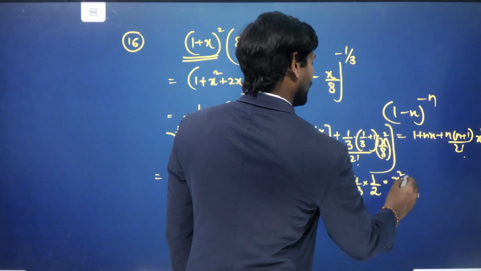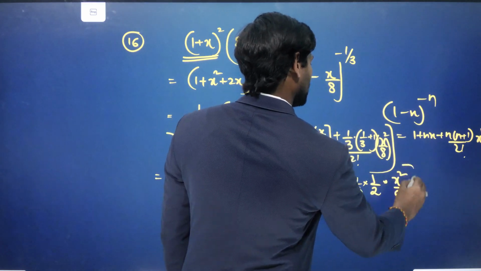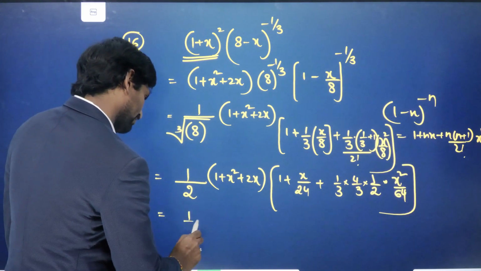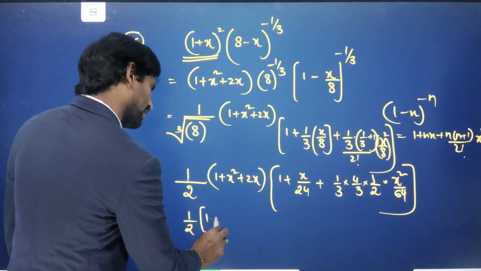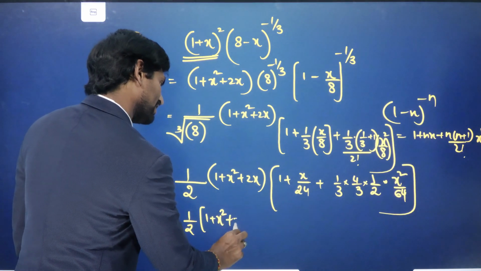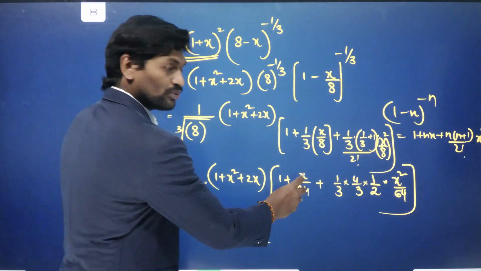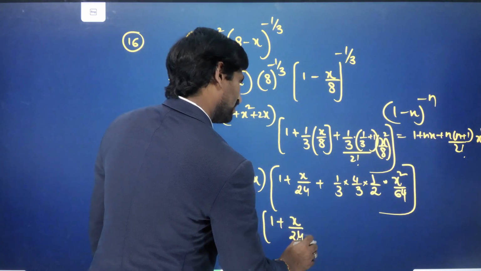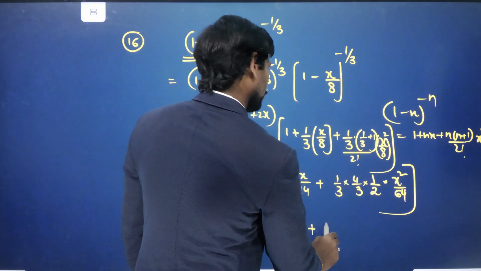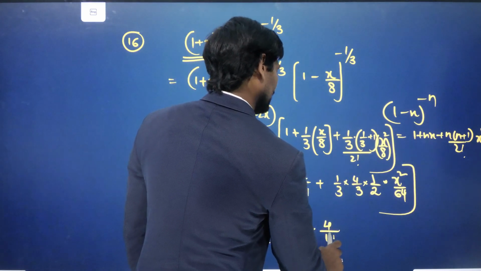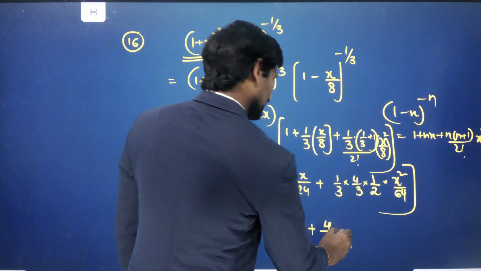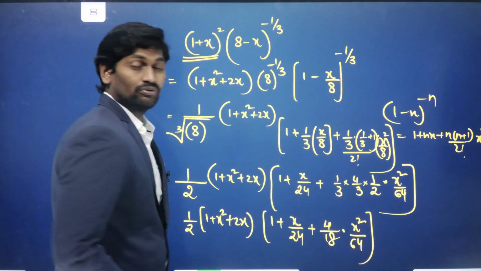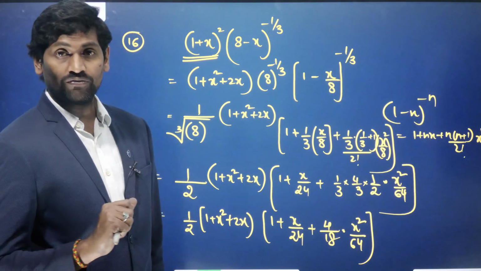Here x square by 8 power 2 means 64. So that is equals to 1 by 2 into 1 plus x square plus 2x, and this one 1 plus x by 24 plus 4 by 18 into x square by 64. But we have to find only x square coefficient.